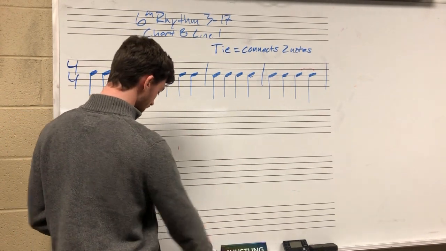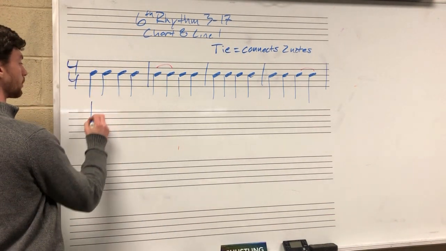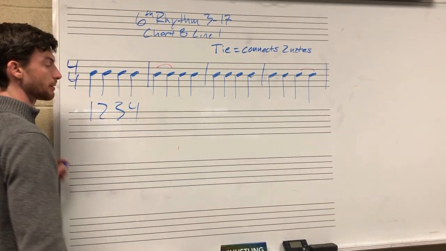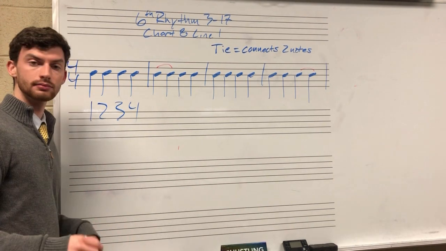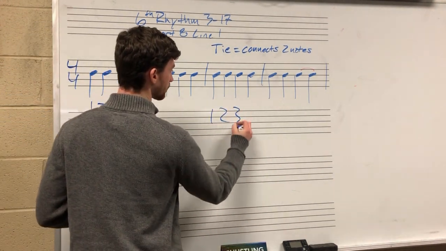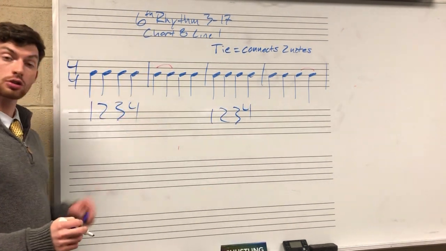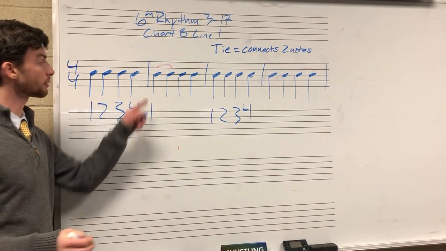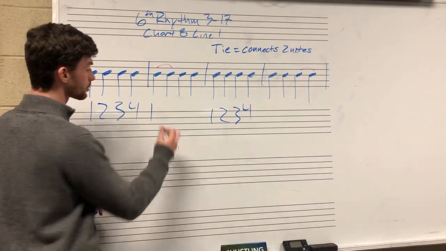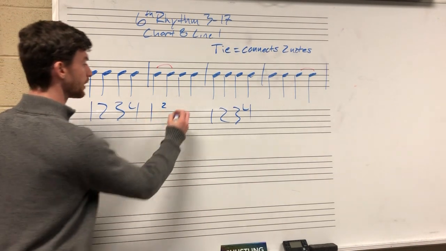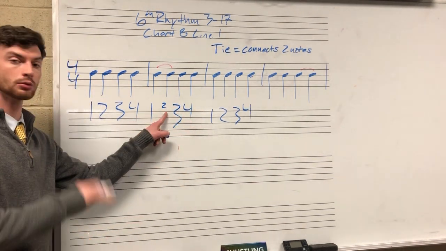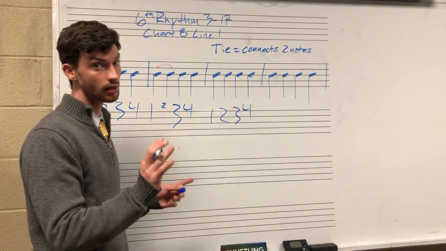All right, let's write in the counts here. So we got a big 1, big 2, big 3, big 4, easy peasy. Look at measure 3, same thing. Big 1, big 2, big 3, big 4. Measure 2, we got a big 1, right? But then we tied our quarter note to the other note, so we have a little 2. Big 3, big 4. Do we say 2? No. Is it silence? No, it's tied, right?